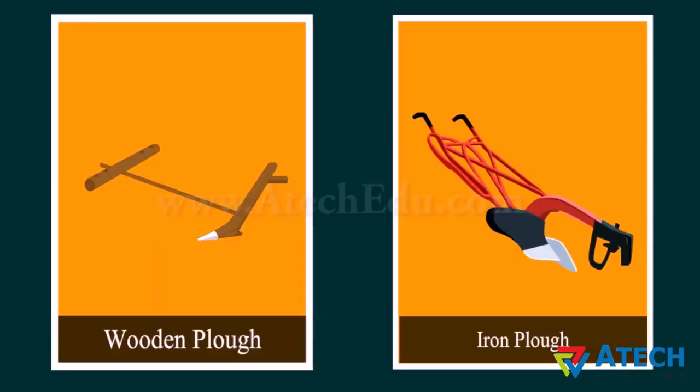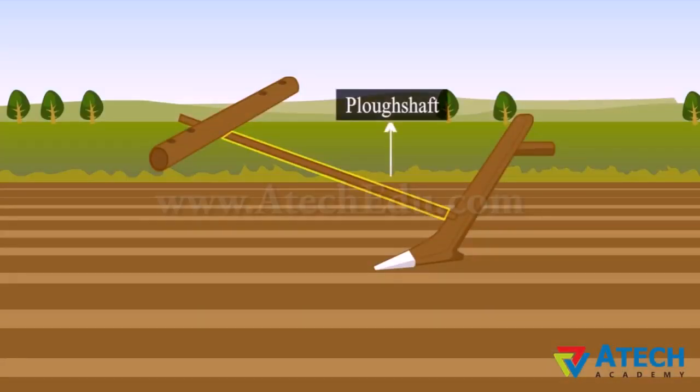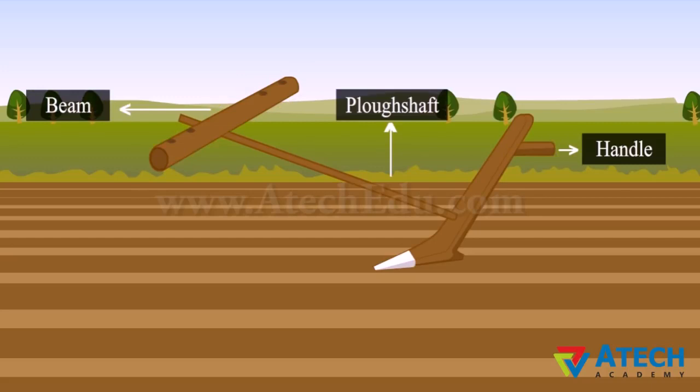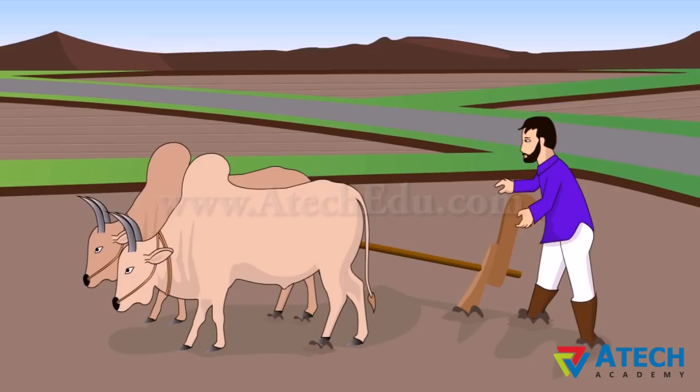The main part of the plough is called the plough shaft. We can also see a handle attached to it. There is also a beam attached to the plough shaft. Beam is placed on the neck of the animal pulling the plough. The triangular iron fluke is called ploughshare. Usually, bulls are used for pulling a plough, but horses and camels can also be utilized for pulling the ploughs, depending upon the animal's availability.